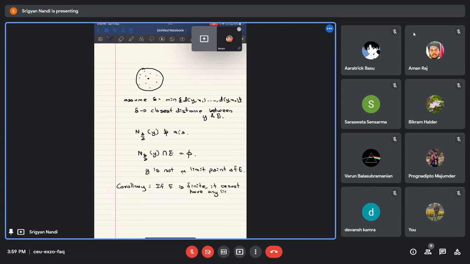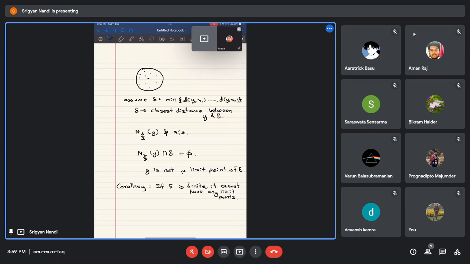So as you can already see, by defining this metric and defining the notion of limit points, we have already developed and extended the notion of convergence to more arbitrary sets. So if we have a metric space in which a sequence converges to another point in the metric space, then we define that point to be a limit point.